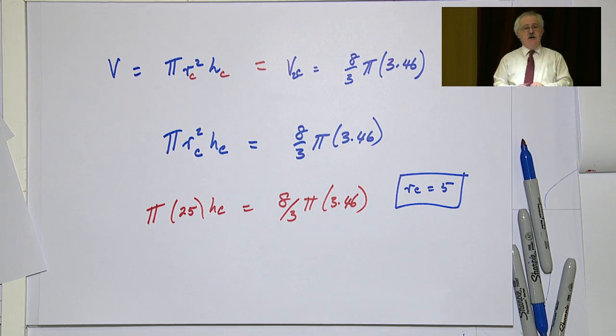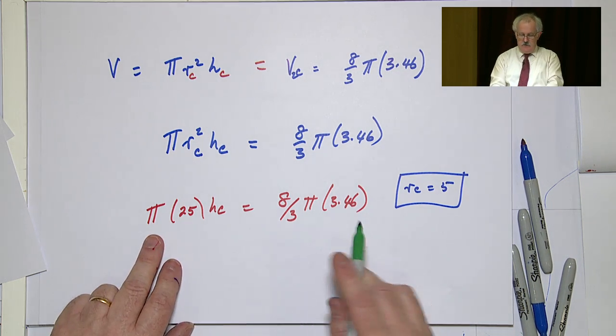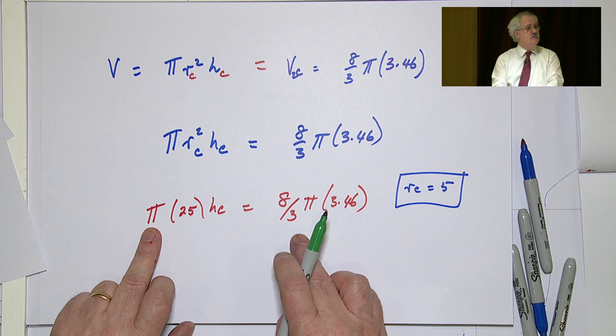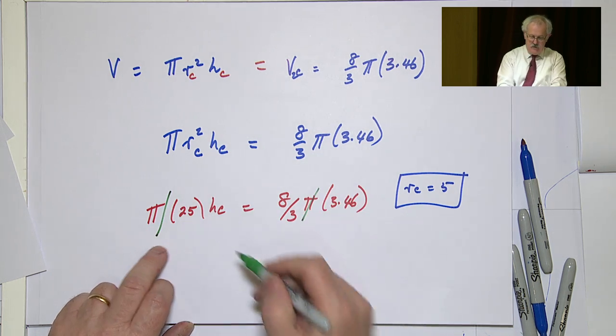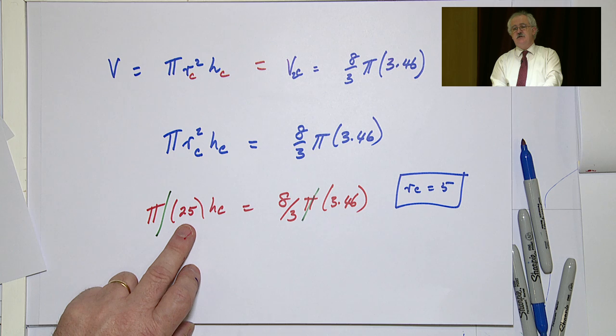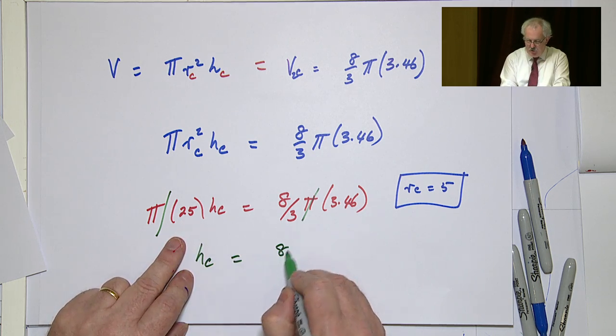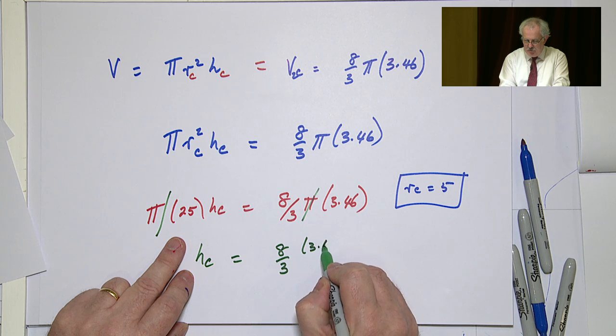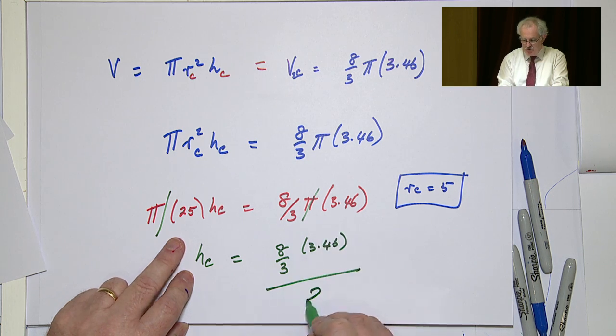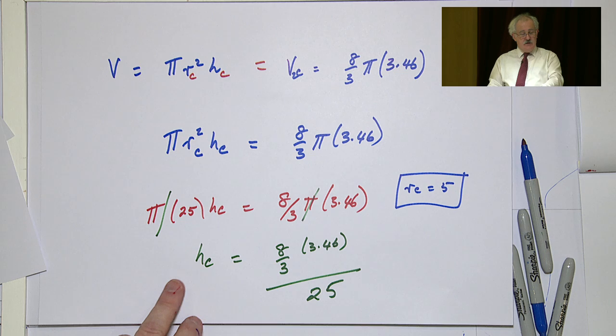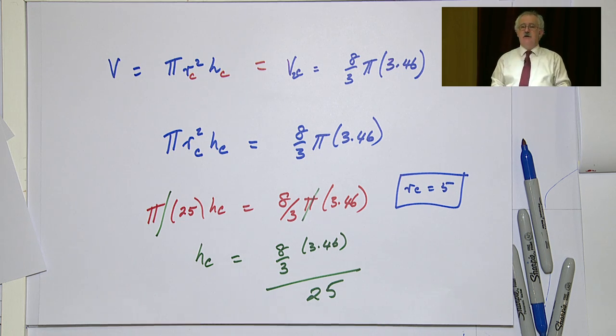Can we start simplifying this, anybody? Are there pi's on both sides? The 25, could that go to the other side? h_c is equal to 8 over 3 times 3.46 over 25. What's h_c? The drop in height. Is that okay? So step by step by step by step.